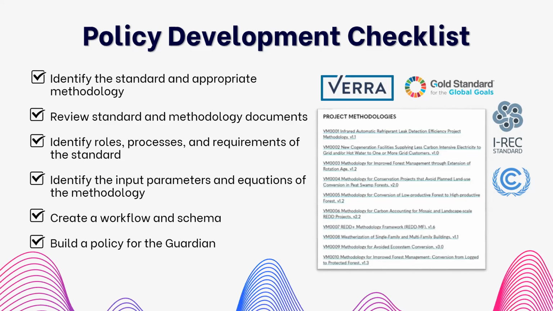The fifth step is to create a workflow and schema, and we'll see this later in the presentation where you'll understand more of what we mean when we say identify roles, processes, and requirements. That's what we outline in our workflow. And then the last step is going to be to build a policy for the Guardian.